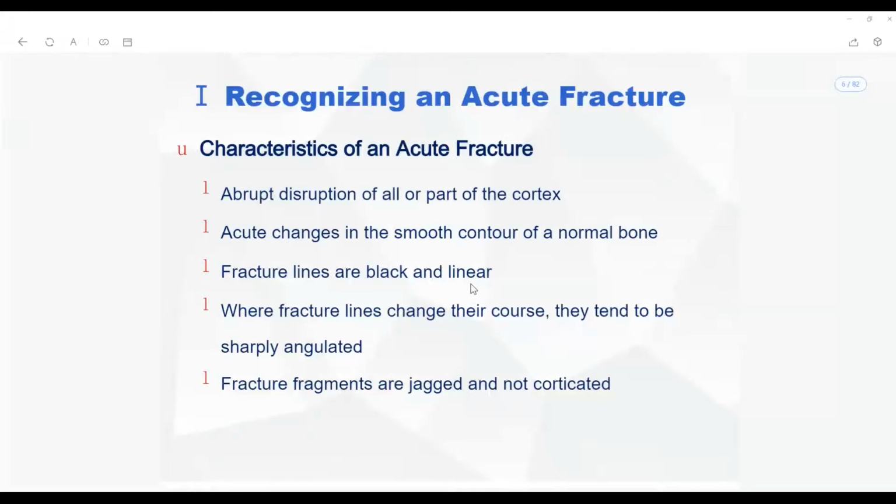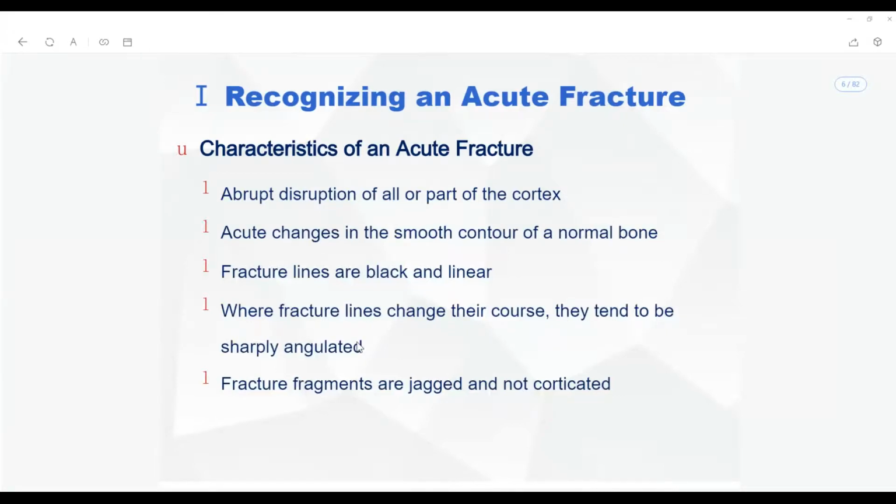Even it can be arced, it can be curved, but still most of these fractures will actually be linear. Okay, and remember, it appears as a black line. And then not at the ossification centers, remember that one. Fractures need to appear mostly below the metaphysis and above the diaphysis. Generally it can happen on the shaft. And where the fracture line changes its course, it tends to become sharply angulated.